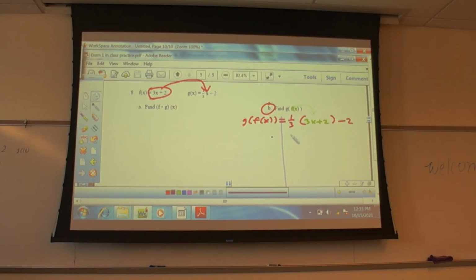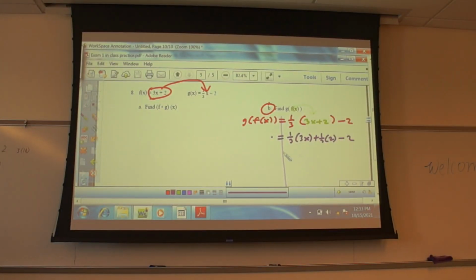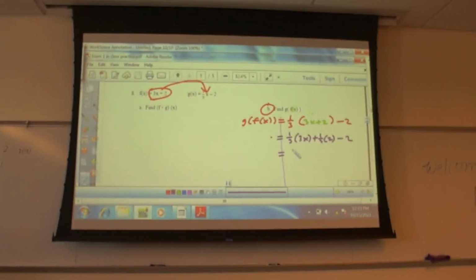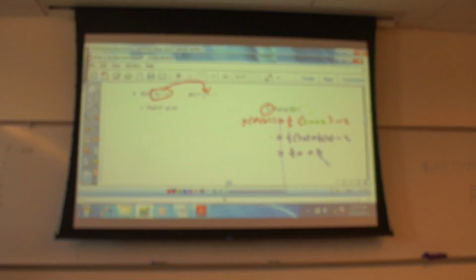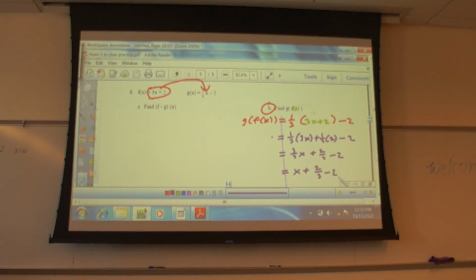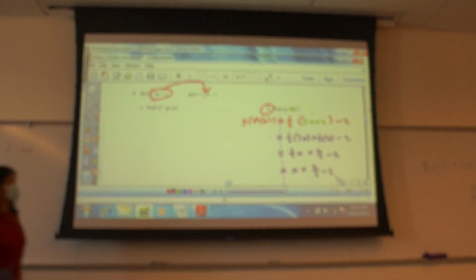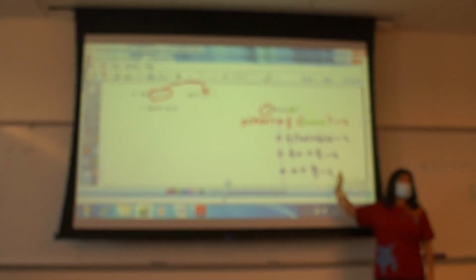So it's 1/3 times 3x plus 1/3 times 2. Is that helpful if I put every step in there? So 1/3 times 3x is just 3 over 3. You can think of it that way, 3/3 x plus 2/3 minus 2, and 3/3 x is just x, so it becomes x plus 2/3 minus 2. They're not like terms, so I'm not going to ask you to combine them, they would need the same denominator. Just leave it like that, that's totally okay.